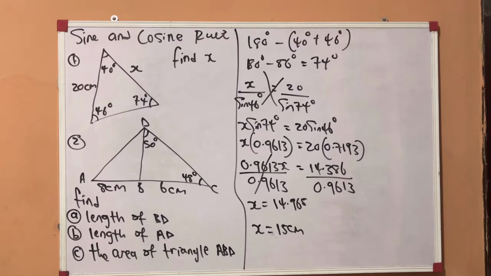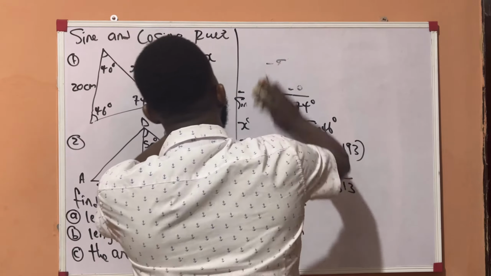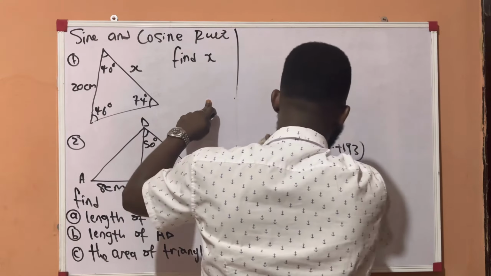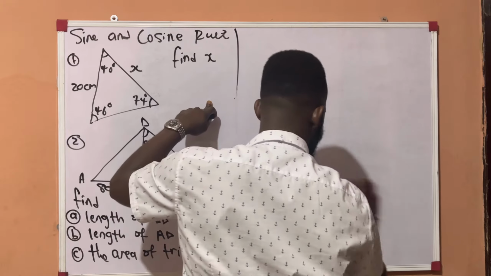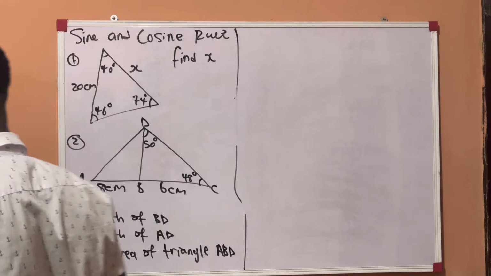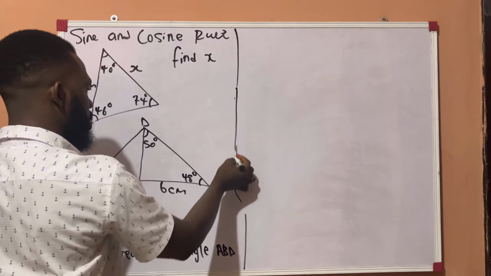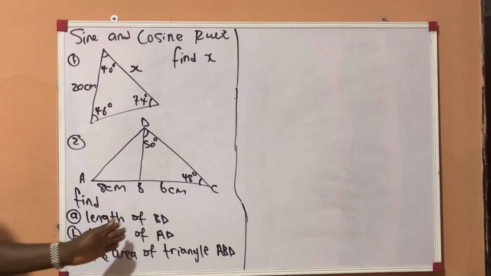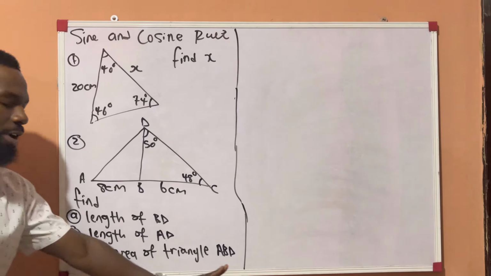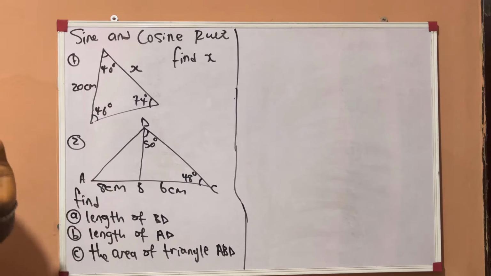Let us go to question number 2 immediately. Now you see how simple it is that you can apply sine rule. All right, now question number 2. Question number 2 says we should find the length BD, length AD, and also the area of the triangle ABD. But this is the diagram that was given.